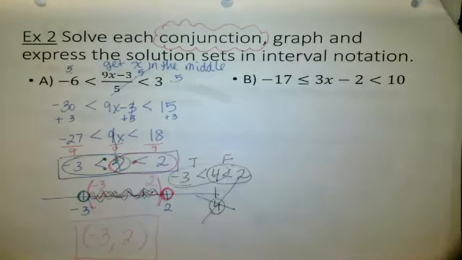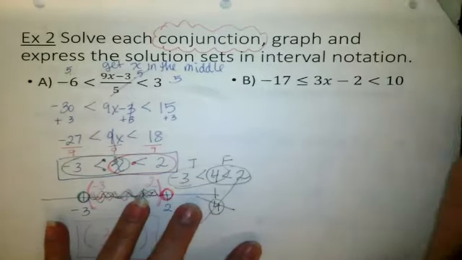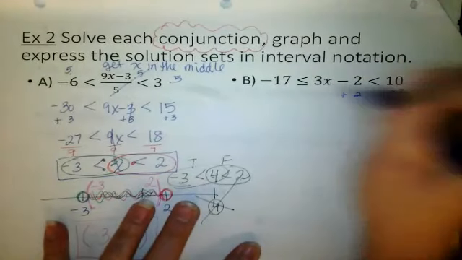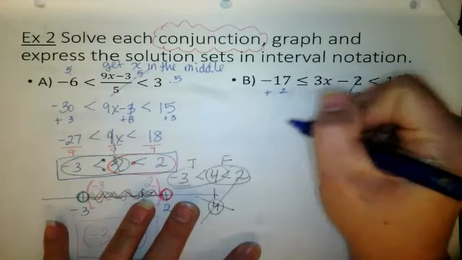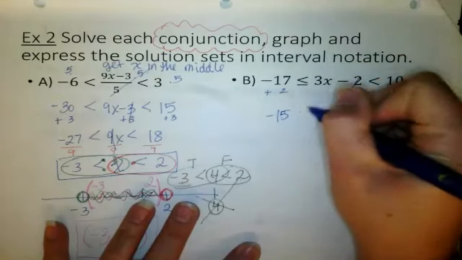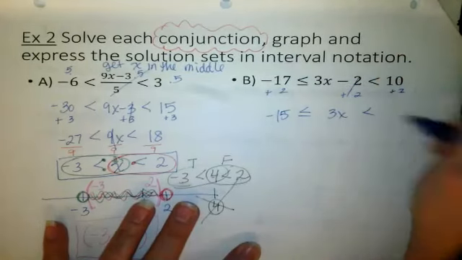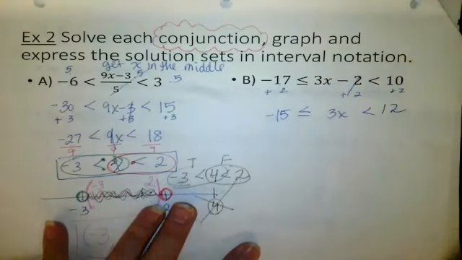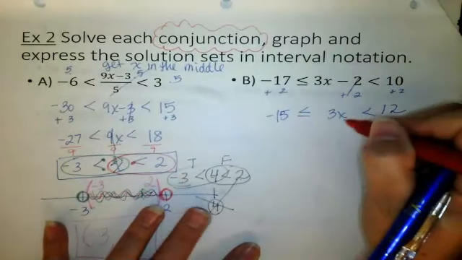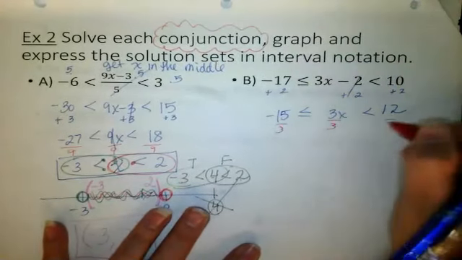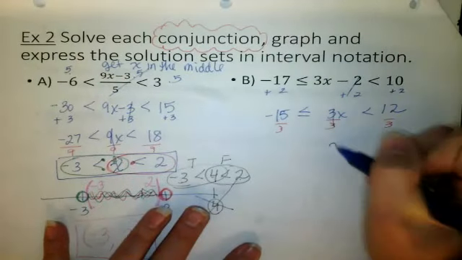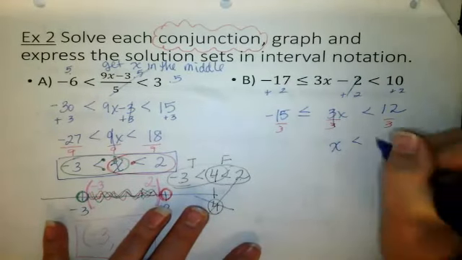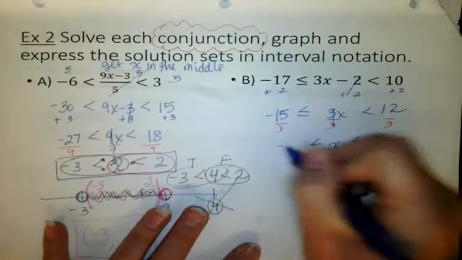Letter B here, ladies and gentlemen. What do you want to do first? Add 2. Add 2 on the left and the right and the middle. And so we get -15 is less than or equal to 3x is less than 12. And then divide by 3 everywhere. So we get x in the middle is less than 4 and greater than or equal to -5.